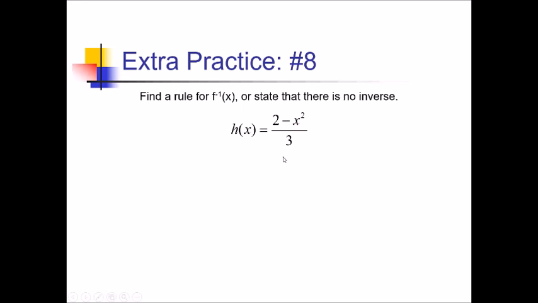For this problem, we're trying to figure out the inverse for the h of x function. That's actually going to be impossible, though, because of this even power here. This is going to fail the horizontal line test. Or another way to think about it is negatives and positives are both giving me the same answer on this one, so this has no inverse.